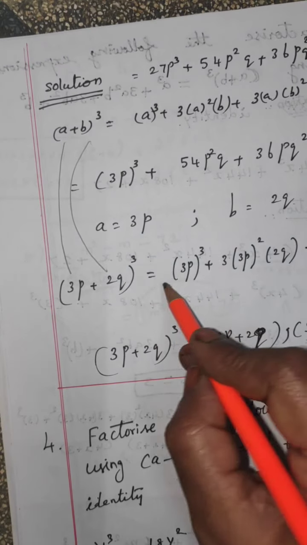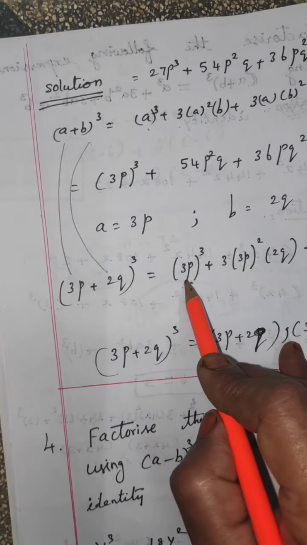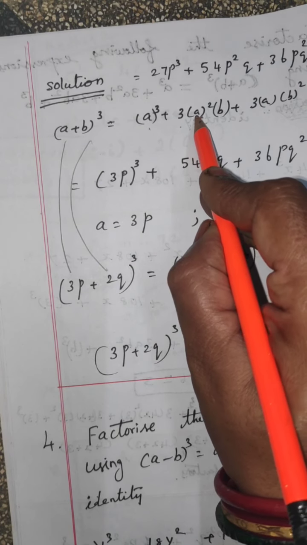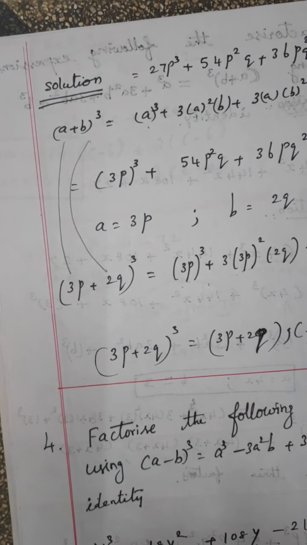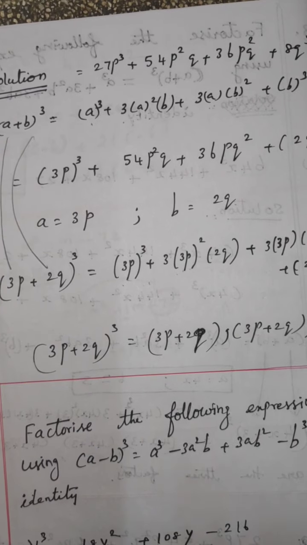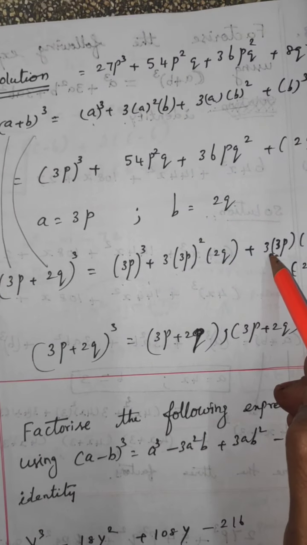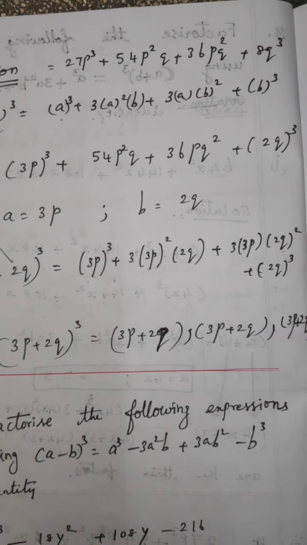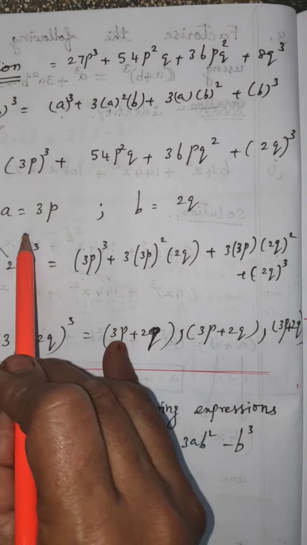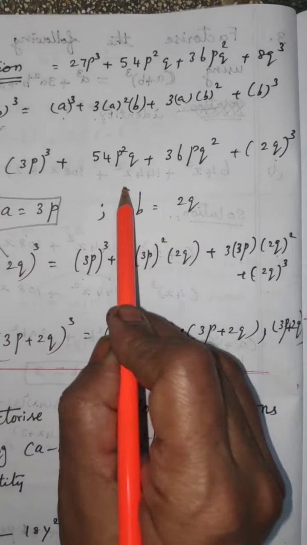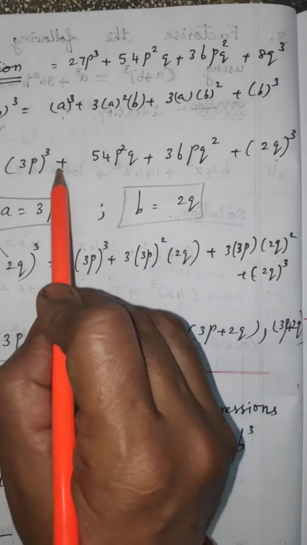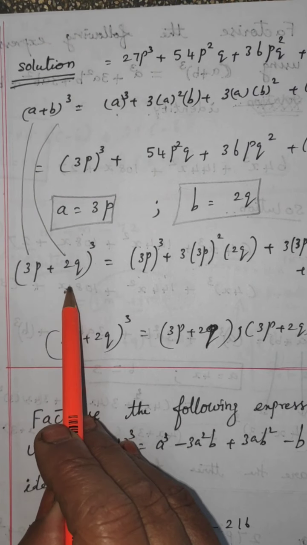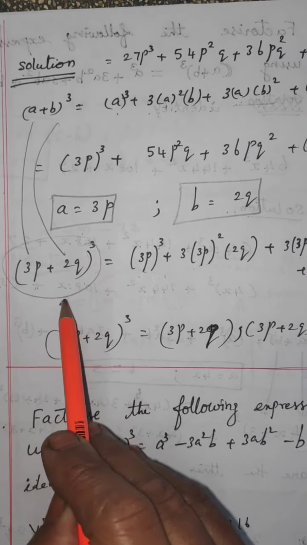(3p plus 2q) whole cube is equal to (a) 3p whole cube, 3 into this a squared, for you write (3p) whole squared. B, you write 2q. Next 3 into 3p into (2q) whole squared plus (2q) whole cube. Substitute these two values: a equal to 3p, b equal to 2q. Also substitute in this formula for (3p plus 2q) cube. This only we need here as the answer.